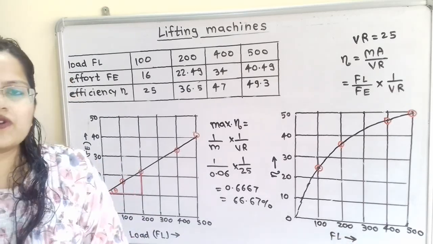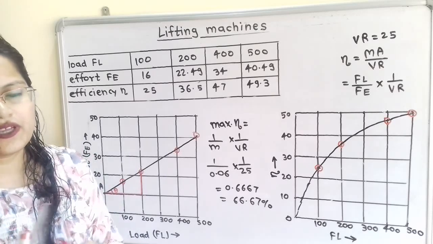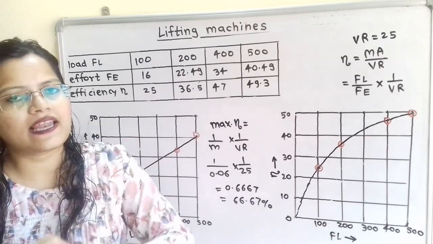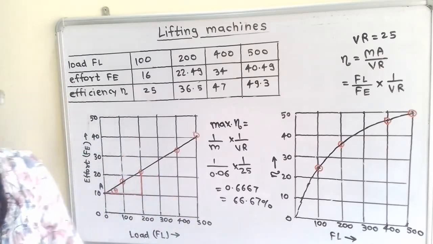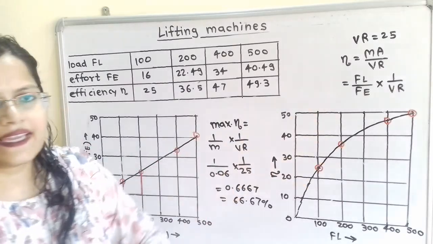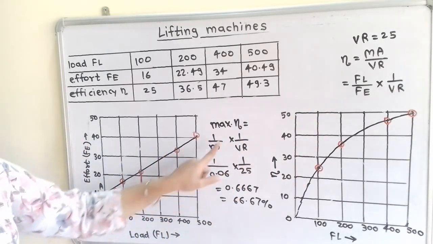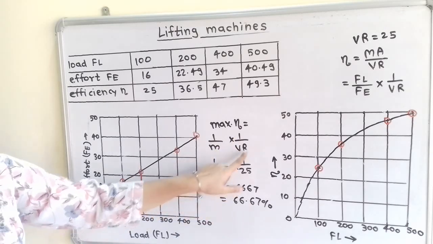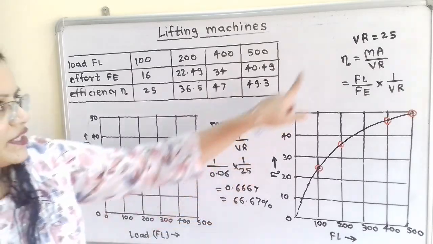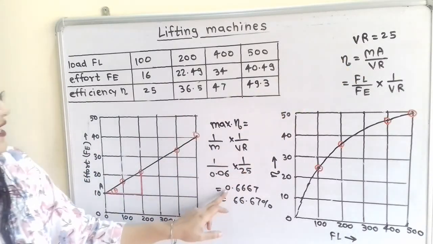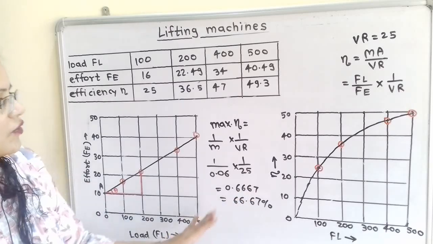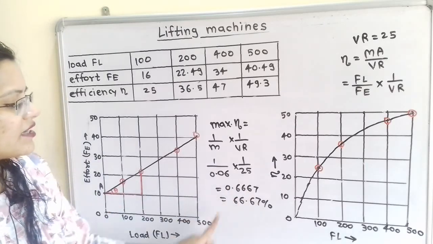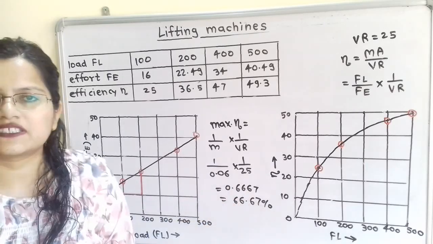Now we will calculate maximum efficiency. We have a formula to calculate maximum efficiency, that is maximum mechanical advantage divided by VR. The maximum mechanical advantage is 1 by M, divided by VR. The M value is 0.06 and VR is given as 25. When we calculate, we get 0.6667. We have to find this efficiency in percentage, so by multiplying with 100, we get the answer 66.67%.